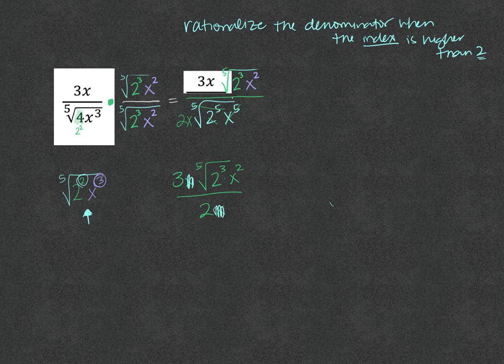So now taking what's left in our radical here, we're going to simplify it. So 2 cubed, we wouldn't want to leave it like that. We would actually write it as 8 and x squared. And that's your final answer.